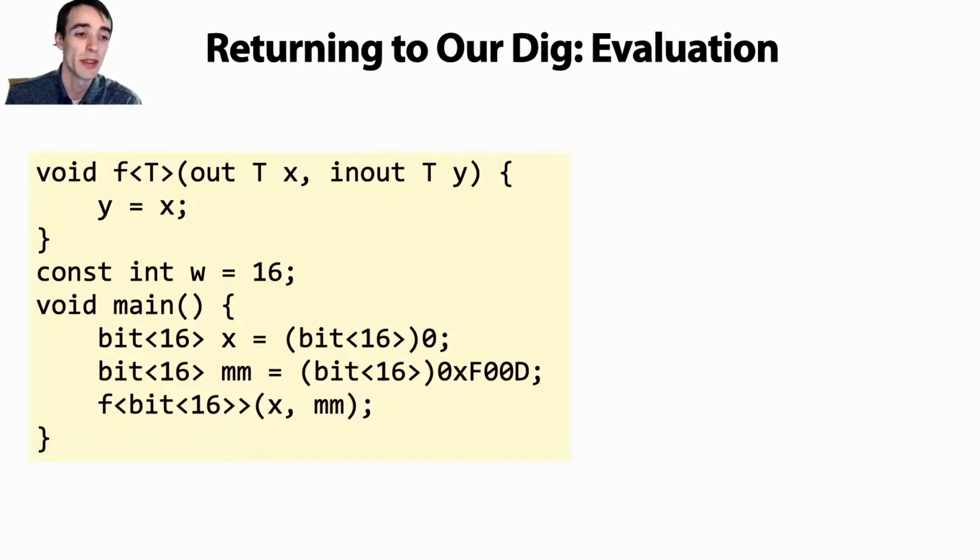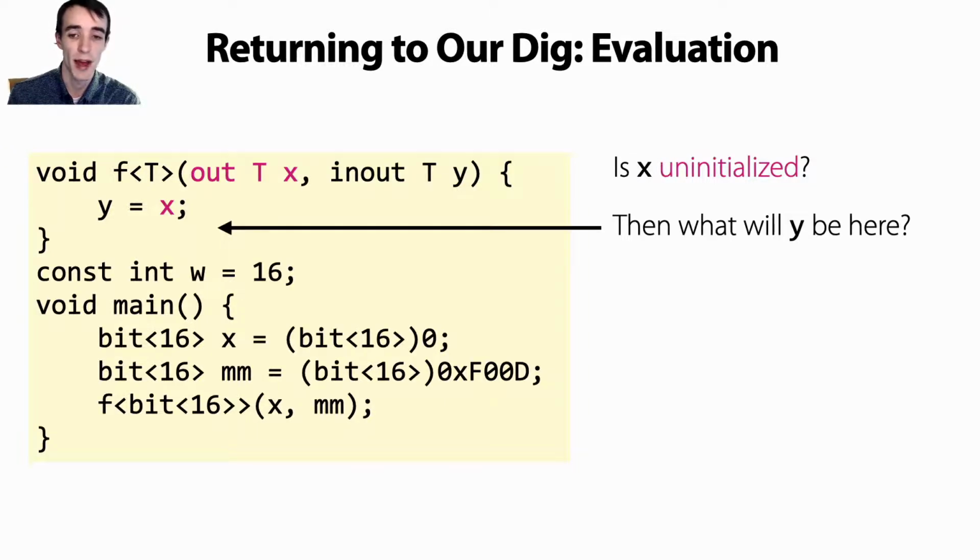One issue that comes up here is the directions of arguments. So these parameters to f are marked out and in out. An out argument is for function outputs in the sense of a call by reference where the output is being modified. And an in-out argument can be read from, but also used in the same way as an out argument. And here we're reading from the out argument. Is x going to be uninitialized? Or is it going to be the value of x or what? And if so, what will the value of y be after executing the assignment?